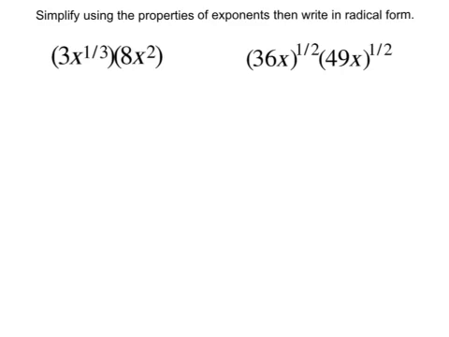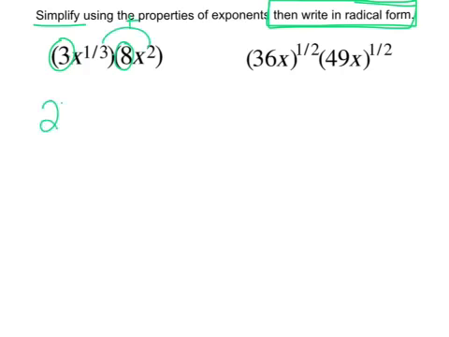Here, the directions say simplify using properties of exponents, then write it in radical form for your final answer. So, properties of exponents. Well, this is all just multiplication going on. So, I'm going to multiply my numbers, add the exponents on my x's. So, 8 times 3 gives me 24. And then I have to add my exponents. So, I have to think off on the side. What is 2 plus 1/3? Here is where those common denominators are going to help. So 6/3 plus 1/3. Oh, my exponent is going to be 7/3.